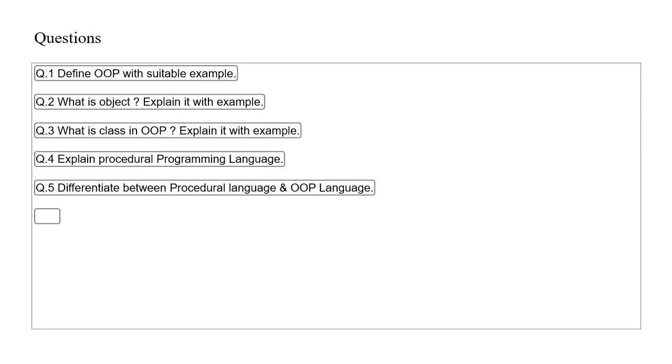So these are some questions based on the above topic. First question: define object-oriented programming with a suitable example. Second: what is an object? Explain it with an example. What are classes in object-oriented programming? Explain with a suitable example. Explain procedural programming language. And the last one: differentiate between procedural language and object-oriented programming language.